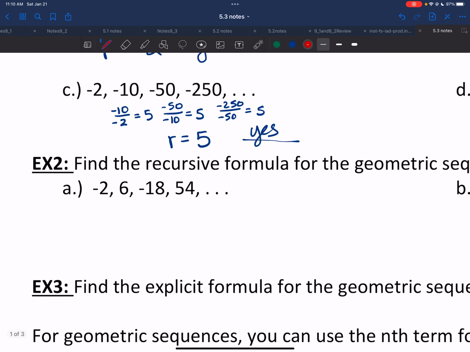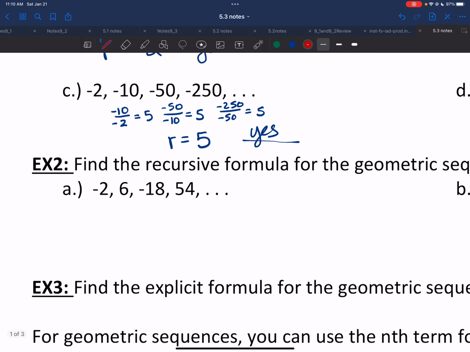Let's look at number 1. Again, alternating negative signs. So that tells me that my ratio is going to have a negative value. So 6 divided by negative 2 equals negative 3. Negative 18 divided by 6 also gives me negative 3. And 54 divided by negative 18 also gives me negative 3. So my ratio is negative 3.